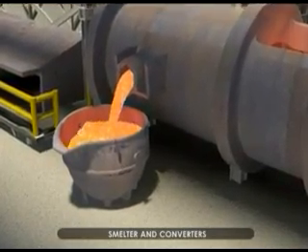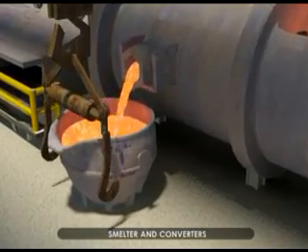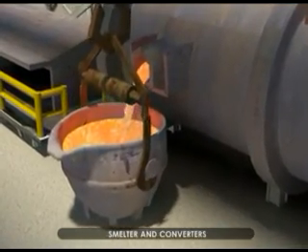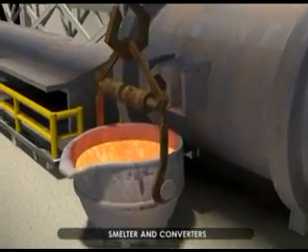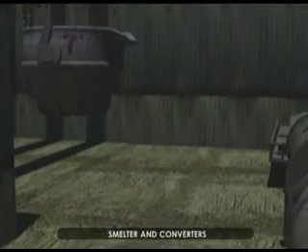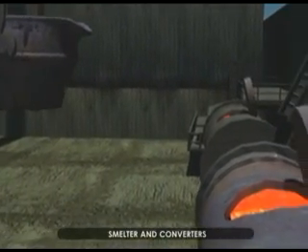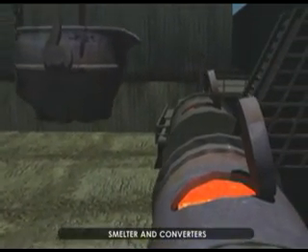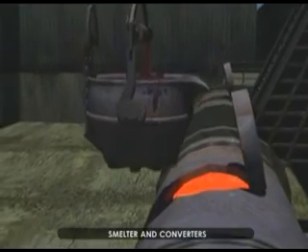Casting is the final process in copper smelting. Molten copper is poured into casting wheels where it solidifies into copper anode plates. Copper anodes weigh 435 kilograms and have 99.7% copper purity.